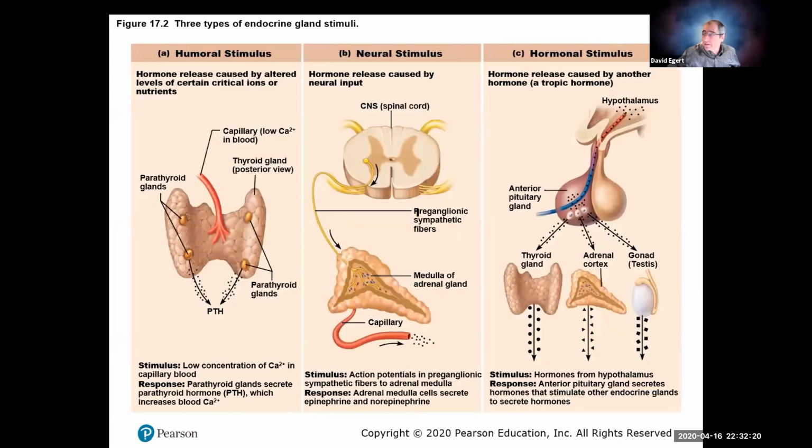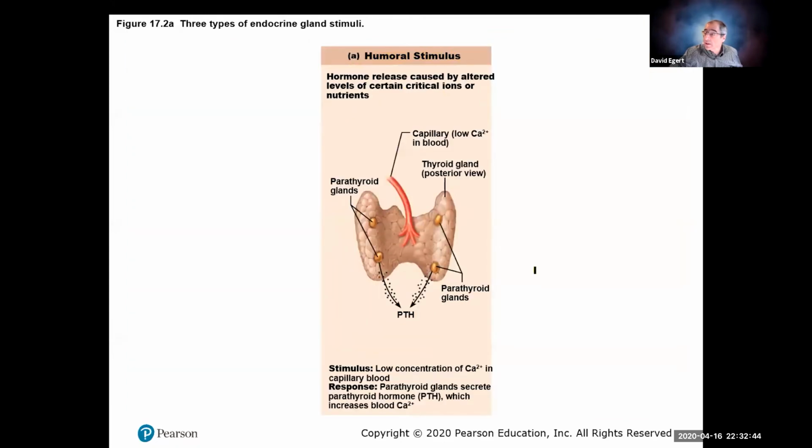This is just humoral stimulus. They're calling it humoral. This is just different levels of things in your body that can affect the release of hormones. Neural stimulus, we talked about, like the sympathetic nervous system turning on the adrenal medulla. Hormonal stimulus, tropic hormones, which we talked about a bunch, turn on the different hormones in another gland.